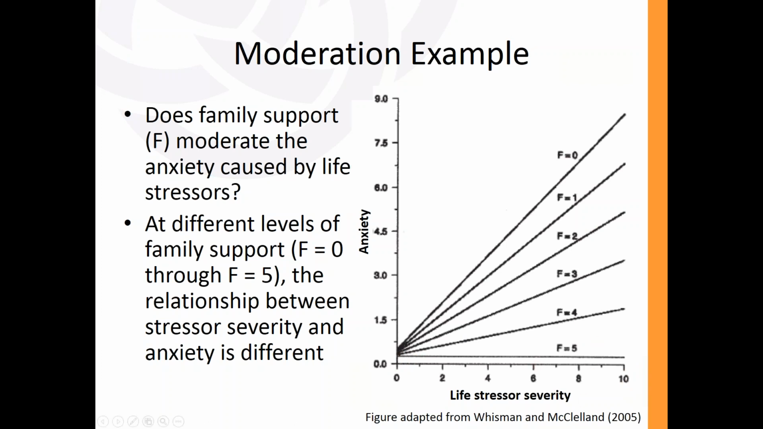Because if you didn't, what would happen is you'd find a bunch of people who have medium life stressor severity, not a whole lot of low stressor severity, and not a whole lot of super high life stressor severity. And you would also find people who have medium family support, but not a ton of family support and not very little family support. You'd find what are called normally distributed variables if you just sampled randomly.